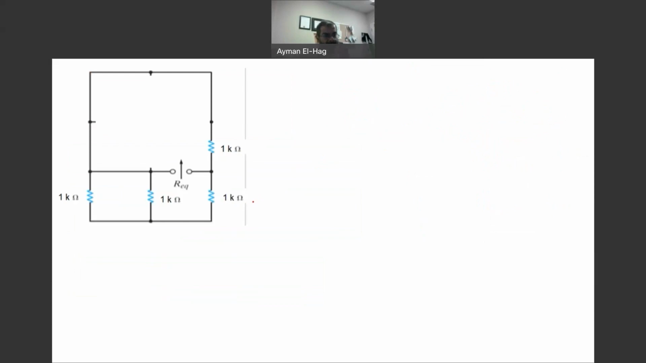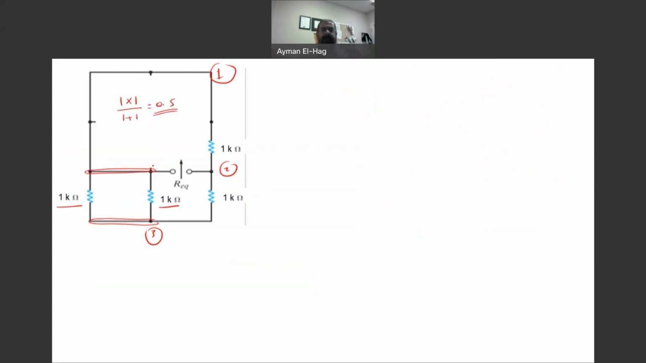Now when you look here, you can see that clearly. This is all node 1. Again, this is node 1. And this is node 2. And this is node 3. Okay, so clearly this 1 kilo and this 1 kilo, they are in parallel. Why? Because they share these two nodes. So if resistors are in parallel, you can add them. How? You multiply their values and you divide by their summation, which is 0.5.